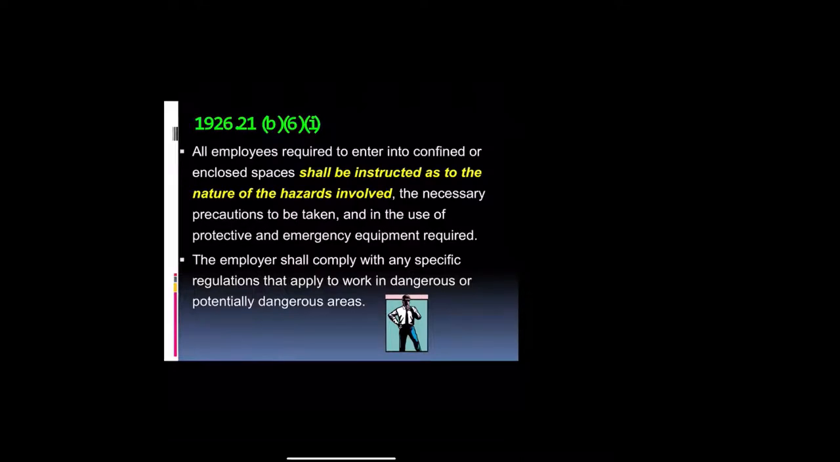Now, when you look at 1926, stat 21, 1926 reminds us that it is a construction industry standard. Section 21(b)(6)(i) tells you exactly where it states this specific phrase, which says all employees required to enter into a confined or an enclosed space shall be instructed as to the nature and the hazards involved, the necessary precautions to be taken, and in the use of protective and emergency equipment required.